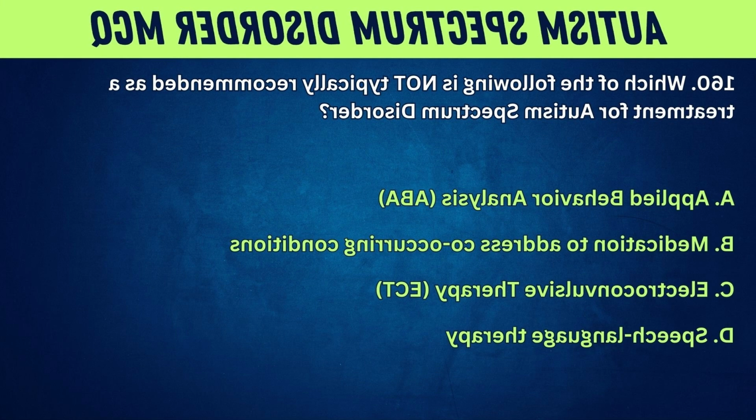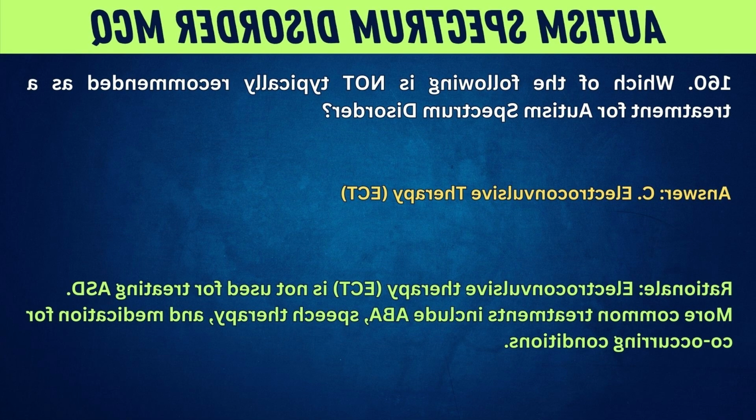160. Which of the following is not typically recommended as a treatment for autism spectrum disorder? A. Applied behavior analysis, ABA. B. Medication to address co-occurring conditions. C. Electroconvulsive therapy, ECT. D. Speech-language therapy. Answer: C. Electroconvulsive therapy, ECT. Rationale: Electroconvulsive therapy, ECT, is not used for treating ASD. More common treatments include ABA, speech therapy, and medication for co-occurring conditions.